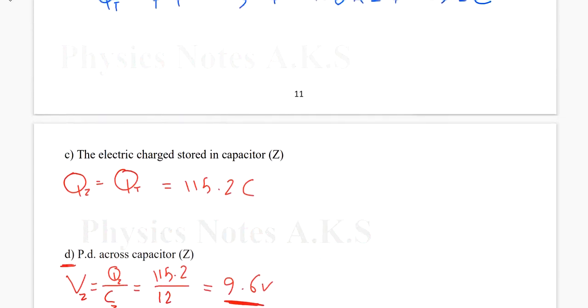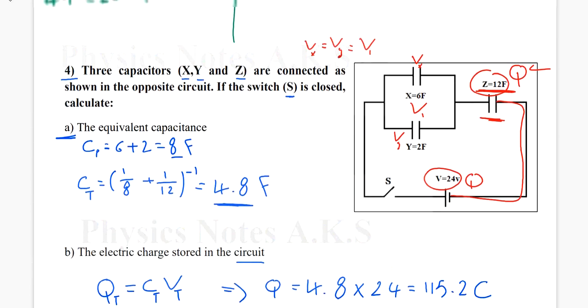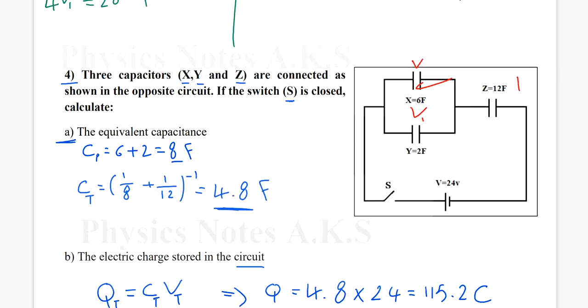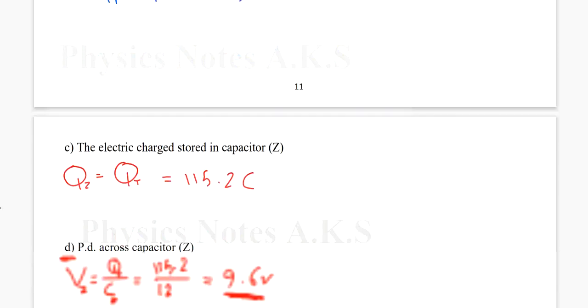Let me go back. I want to repeat what I said. X and Y are connected in parallel, so they have the same voltage. Let me erase everything here, because we need to keep this area clean in order to solve the other parts. I guess we still have many parts.